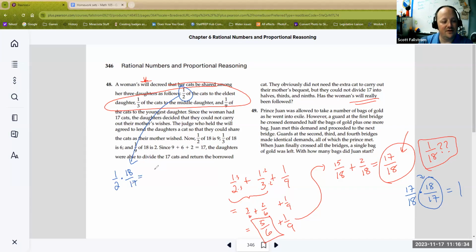And if you take a look, if you divide that, that is what? 9/17, right? And the next one, a third, 1/3 of 18/17 is 6/17, and 1/9 of 18/17 is 2/17. So there kind of helps you represent how would it link back to the 17 cats. So you could use scaling.